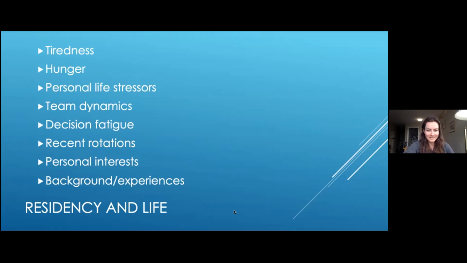Because we know that all of these things, being tired, being hungry, having other things going on in our lives, and all of these background experiences are also going to inform the way that we make decisions and the way that we are able to use those diagnostic schemas, as well as develop those illness scripts.